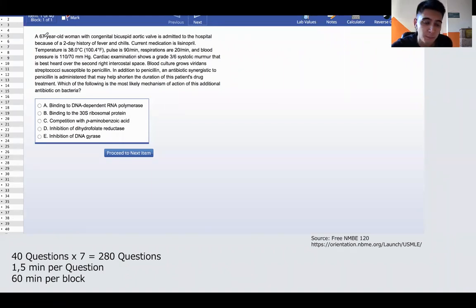As you can see, it's basically a case study where they present you with some sort of case. At the end, they have a question and they ask you something about it. There are going to be 40 questions times 7 blocks, so in total 280 questions. You have 60 minutes per block, as Jose said, so that makes about 1.5 minutes per question.